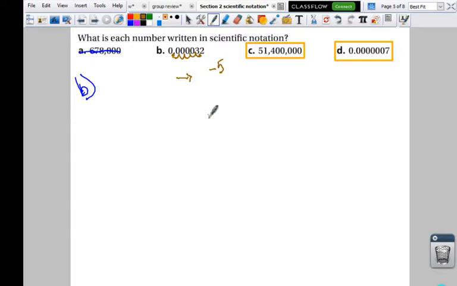Alright, so I put my decimal between the 3 and the 2. I get rid of everything, all these extra zeros in front now, they don't matter anymore. So I have 3.2. I'm going to put my times 10 next, and then I'm going to put this negative 5 on it. And that's it. We're done.